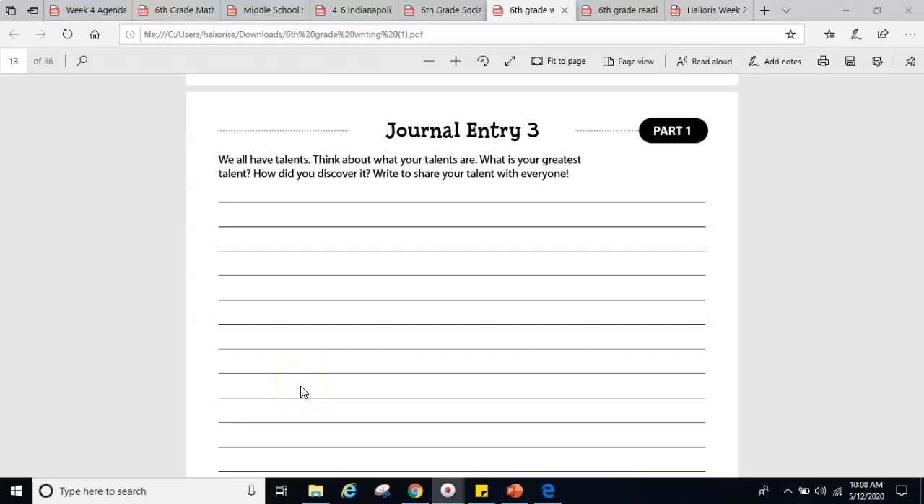This week in your Writing and Language Arts packet, make sure it says Writing and Language Arts on the cover. You are starting off at Journal 3 on page 13. Your first journal entry is, we all have talents. Think about what your talents are. What is your greatest talent? How did you discover it? Write to share your talent with everyone.